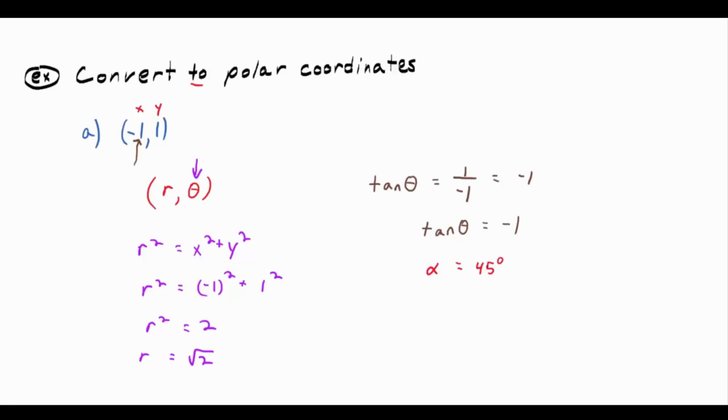In the second quadrant, what do you do to find theta? You take the straight angle minus 45. So what do we get? 135. Okay, so what's the point? You do r comma theta, so √2, 135 would be one representation of it.